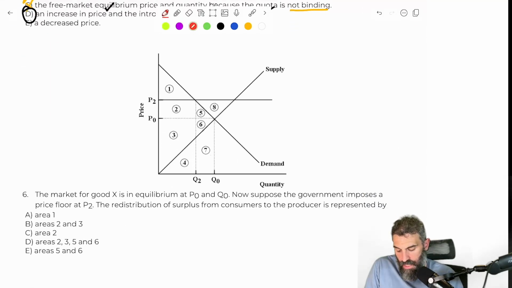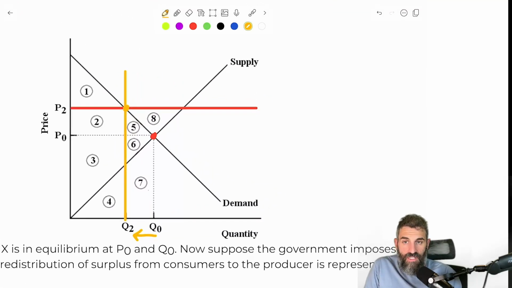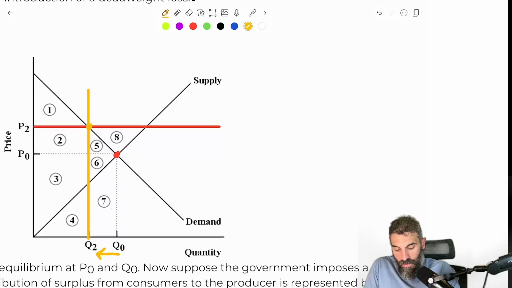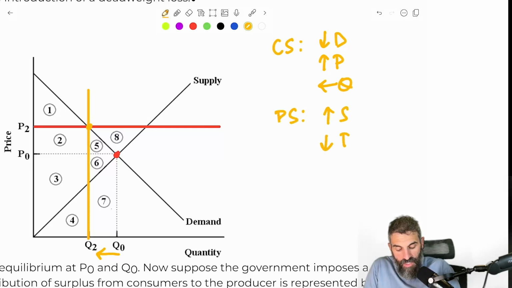Now you have this graph. The market for good X is in equilibrium at this point right there. Now suppose the government imposes a floor at P2. A floor is a minimum. So what happens? Again, we're moving back from Q0 to Q2. That's your new quantity. The redistribution of surplus from consumers to producers. This is a very tricky question. To understand this, you need to understand consumer and producer surplus. Consumer surplus is the area that is below demand, above price, and to the left of quantity. And producer surplus is the area that is above supply, below price, to the left of quantity.